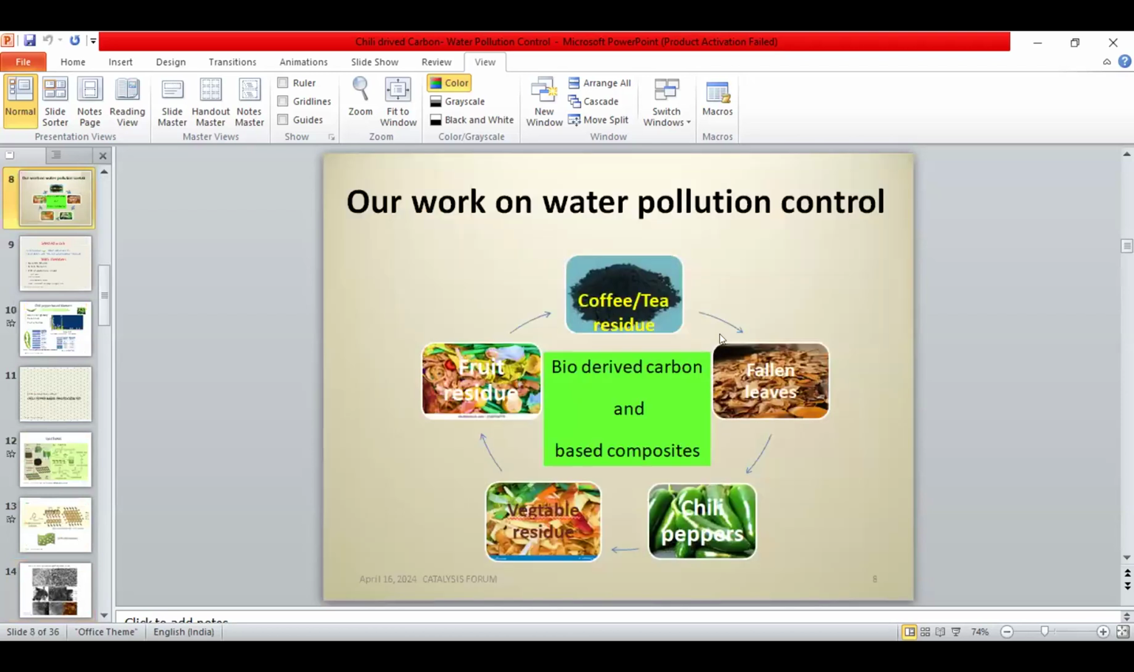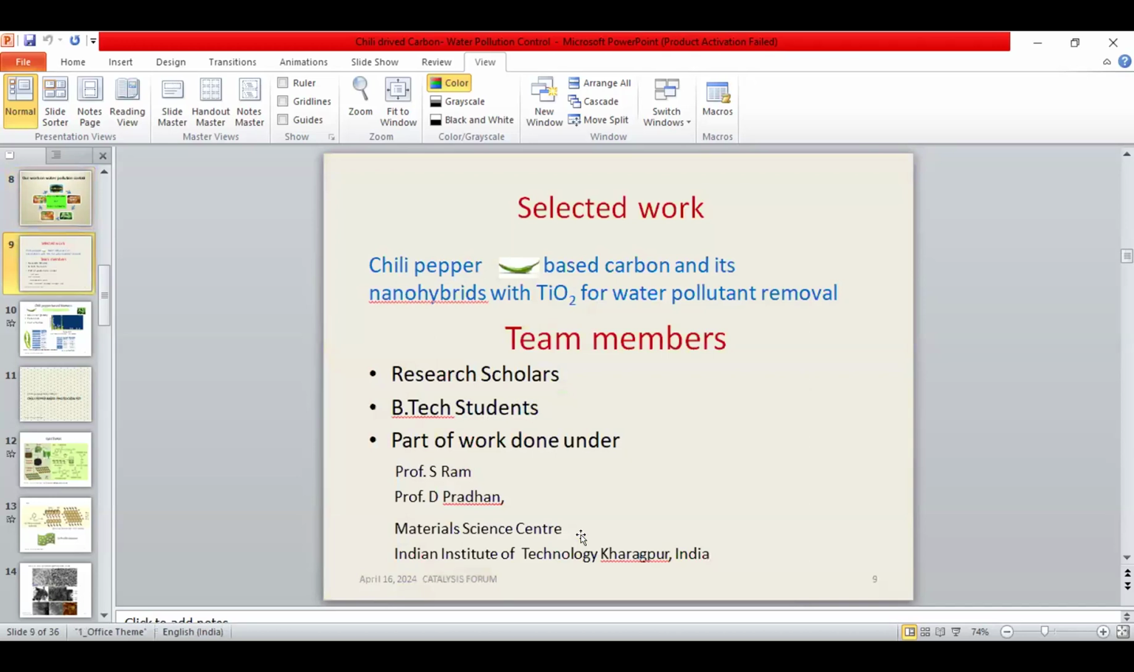Now, coming to our work here, we have used these 5 types of biomass and biowaste to get bio-derived carbon and its components. The first one is coffee tea residue and fallen waste leaves, chili peppers, vegetable residues, and food residues of peels. In this discussion, my area is chili pepper based carbon in its nanohybrids with TiO2 for water pollutant removal.